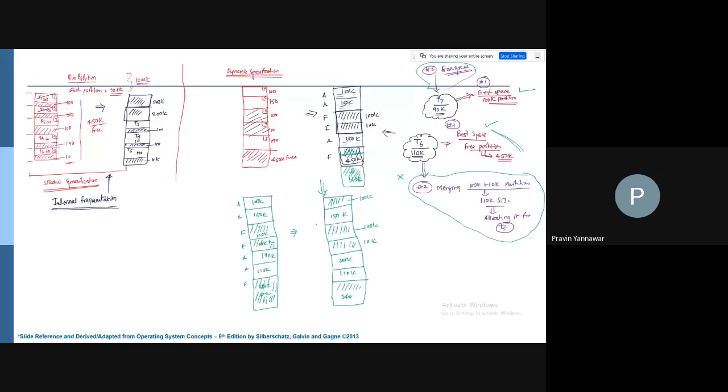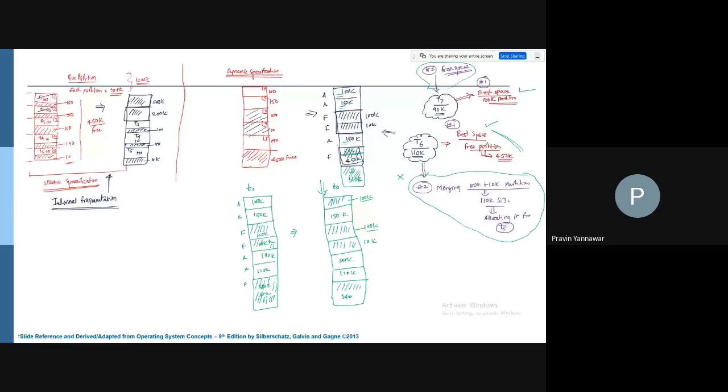Now at an instance of time, say this is the time T0. At the time of T0, 110K is allocated. At the same time of T0, what has happened? This got free. Okay, so now you have got two partitions here, and a task T7. Now where are you going to place T7? You tell me. In this case, where are you going to place T7? Now T7 is of 90K.